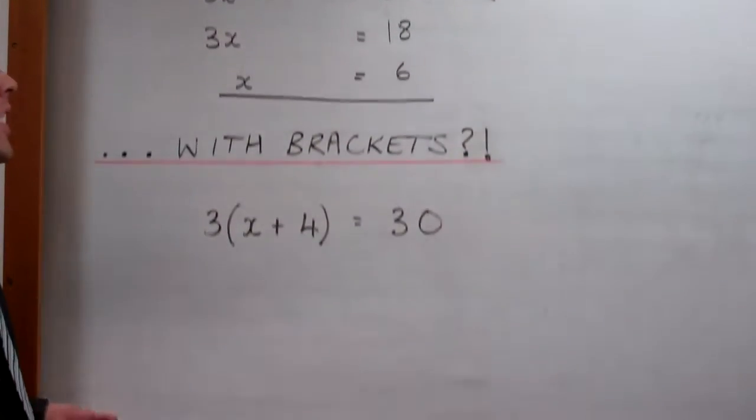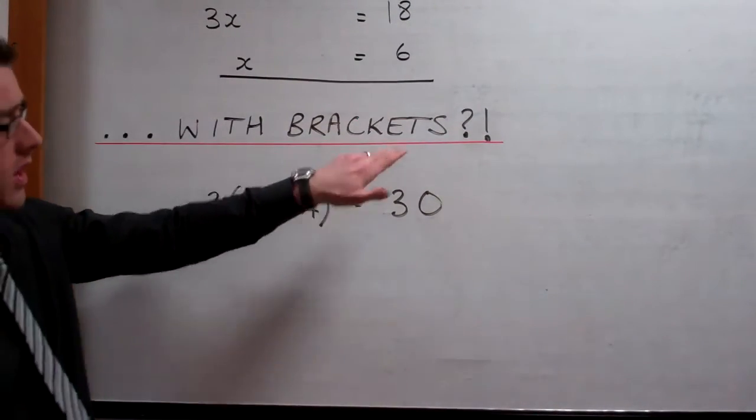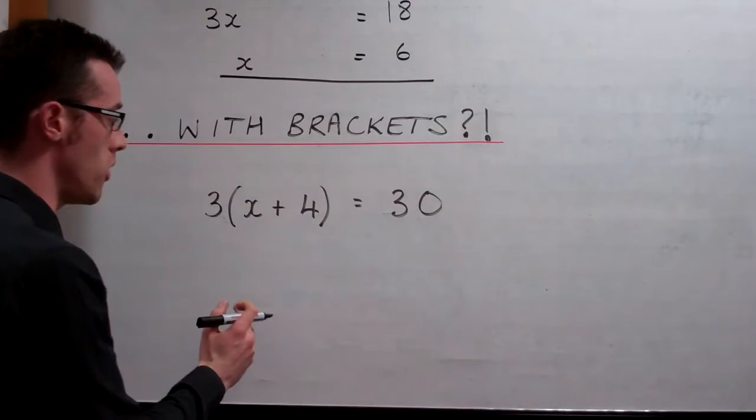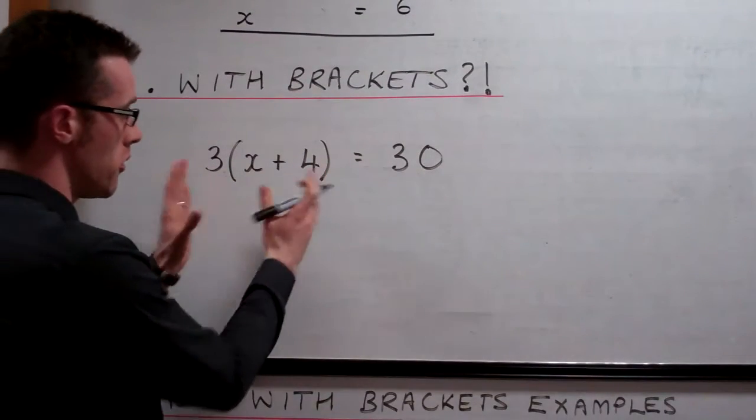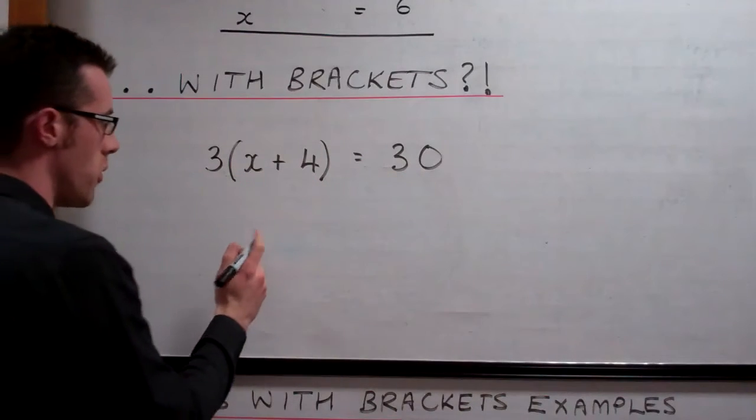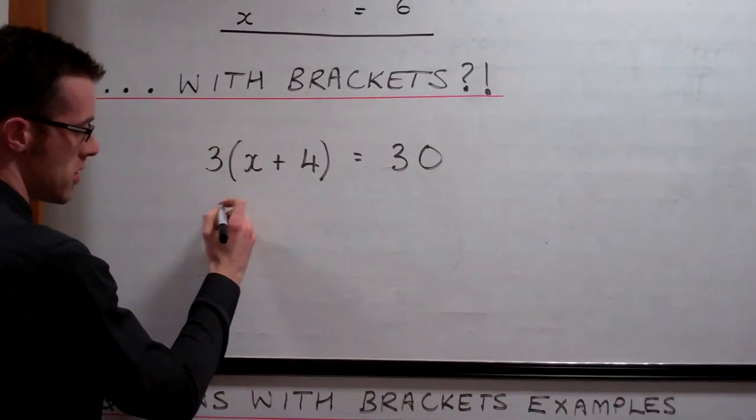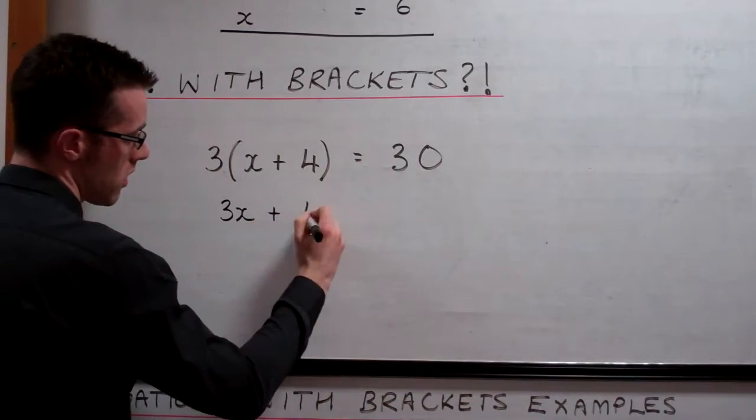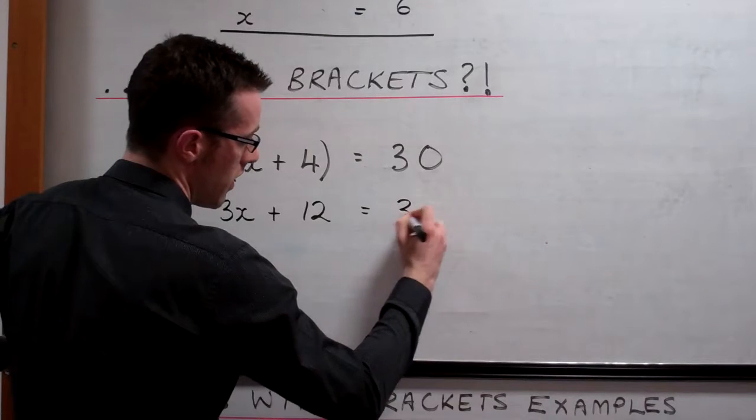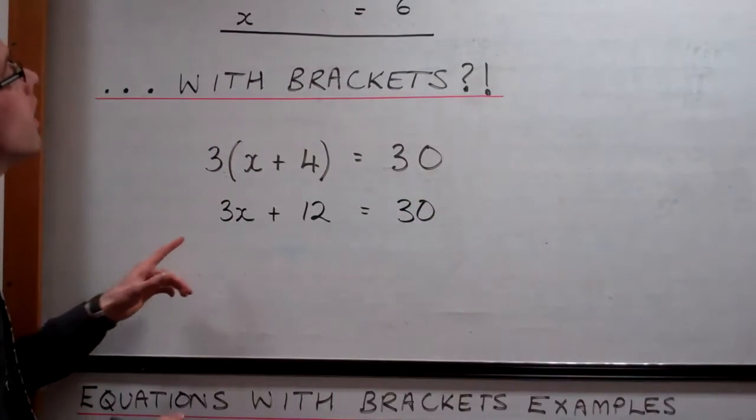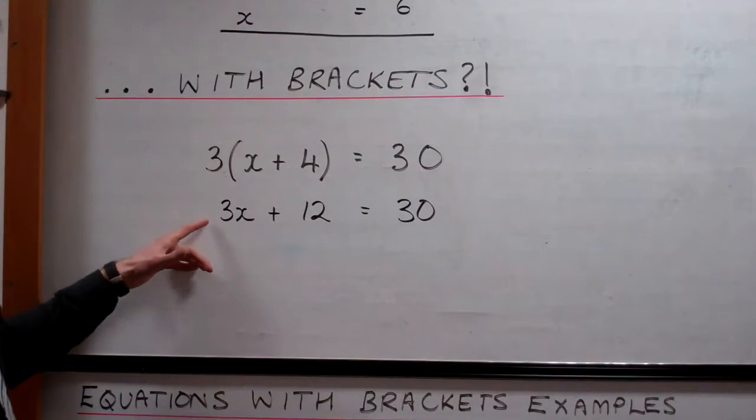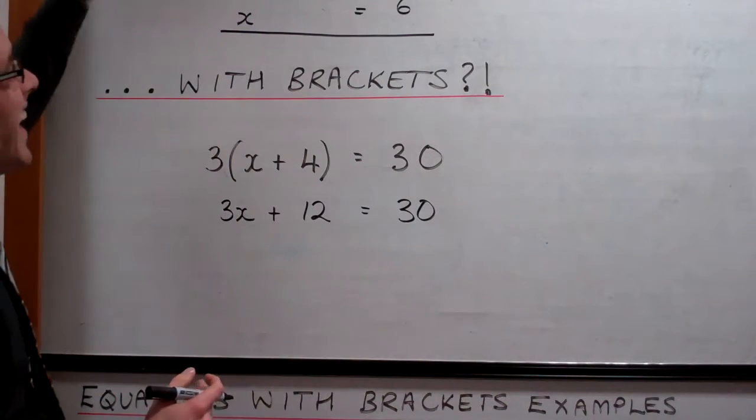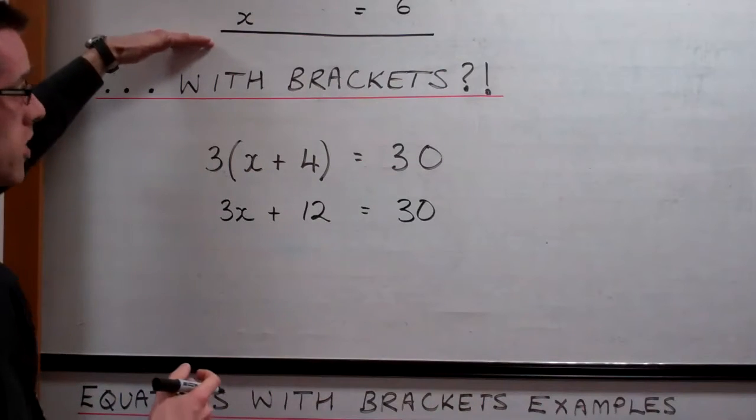If we look now at equations with brackets, okay, all we need to do here is multiply out this bracket first of all, right? So if we focus on that, it looks quite complicated, but let's focus on multiplying the bracket out. So we do 3 times x, as we know, we get 3x, we do 3 times 4, which gives us 12, and that's equal to 30, that just stays the same. Wait a minute. They're exactly the same.